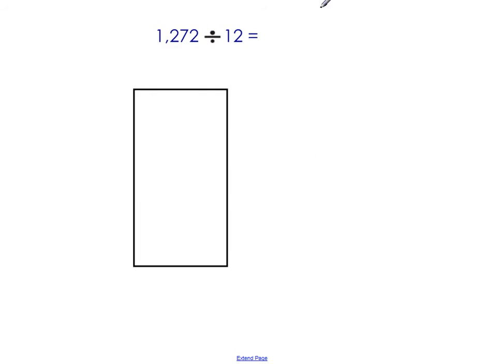Let's try another one. Here we have 1272 divided by 12. So 12 is our divisor, and we're going to think of how many 12s would make close to 1272. Well, that would probably be 100. 12 times 100 is 1200.